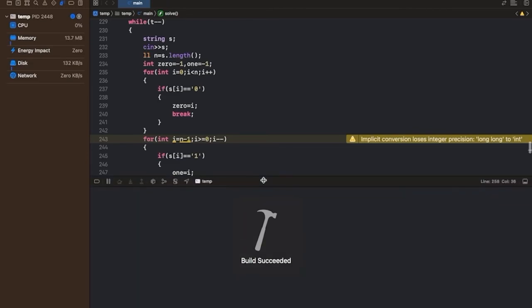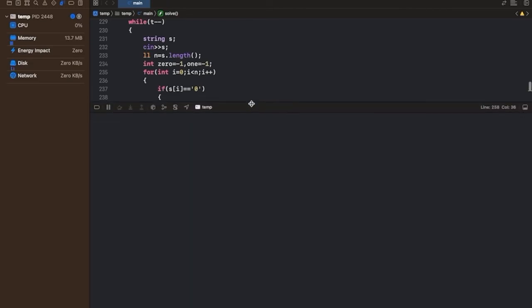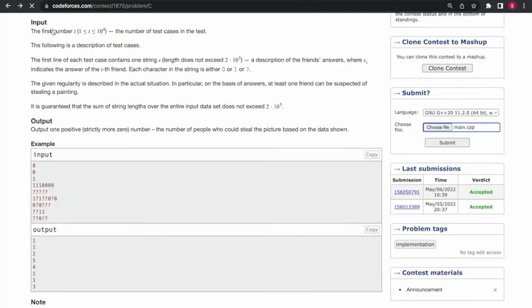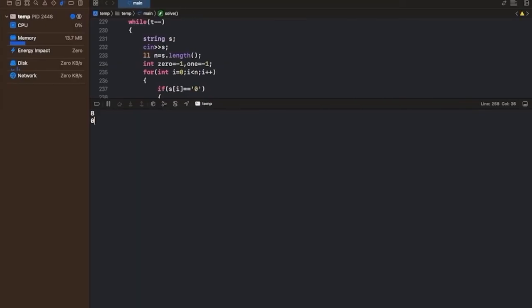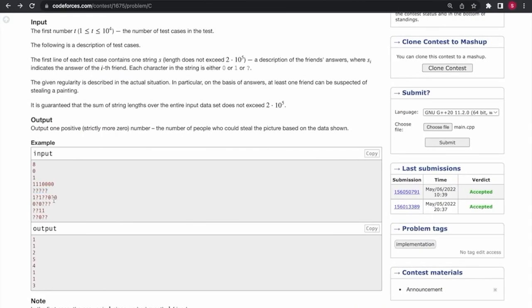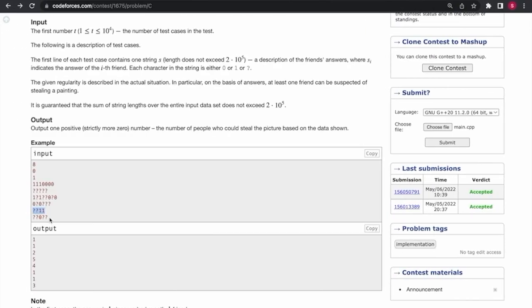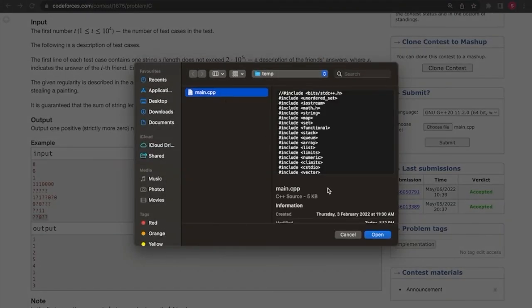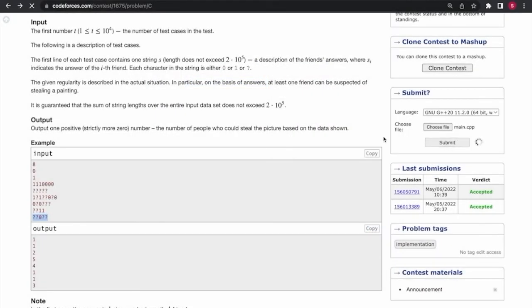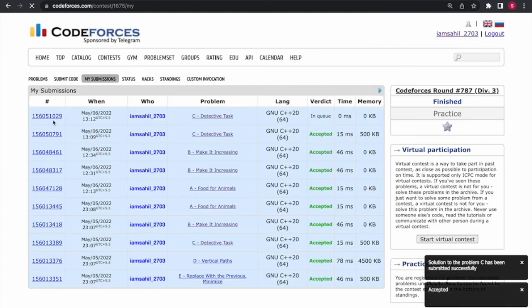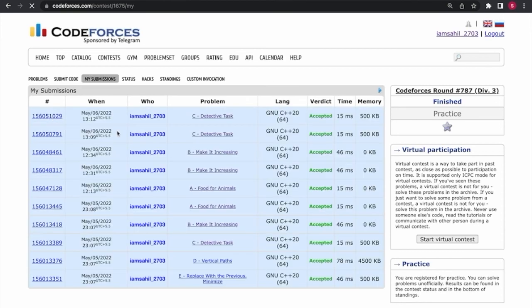So now I'll test the program on the test cases. Okay, we are getting the right outputs on the test cases, so I'll submit the code. The code is accepted.